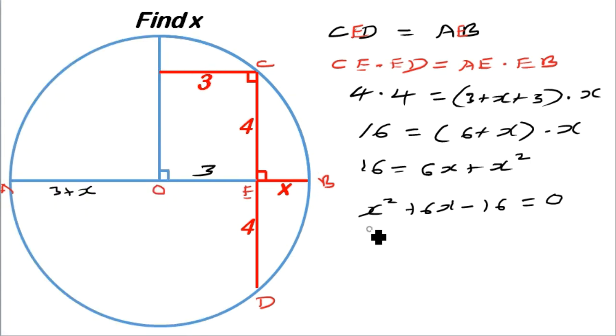So we've seen that when you solve this equation, you'll get x equal to either 2 or negative 8. And remember, x is a length. So if x is a length, then negative 8 is undefined. So we found the value of x is 2 using the theorem of intersecting chords.